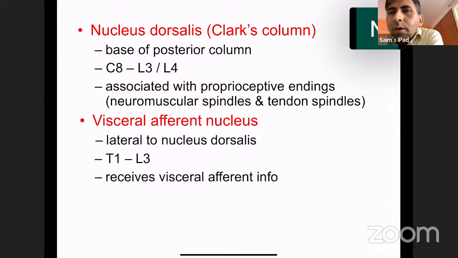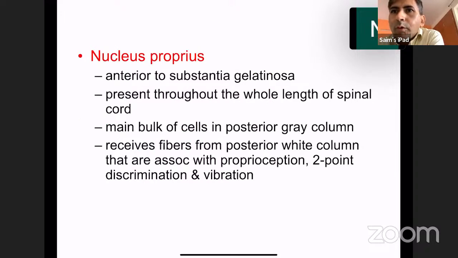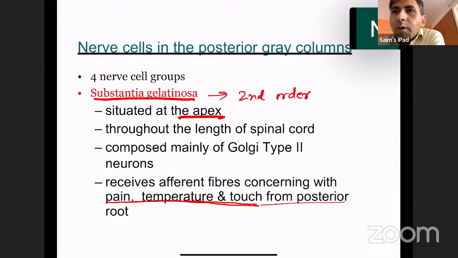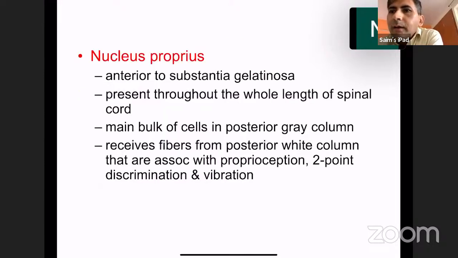With each cell body of the neuron, you have to remember some important thing. This nucleus proprius, what does it do? It is associated with proprioception. The name indicates it is associated with proprioception. And what does the substantia gelatinosa do? It is the pain perception. It is the pathway for the pain, touch and temperature that relays into the substantia gelatinosa. So proprius, substantia gelatinosa, nucleus dorsalis, and visceral afferent nucleus, these are the set of neurons in the posterior horn. We have discussed these.